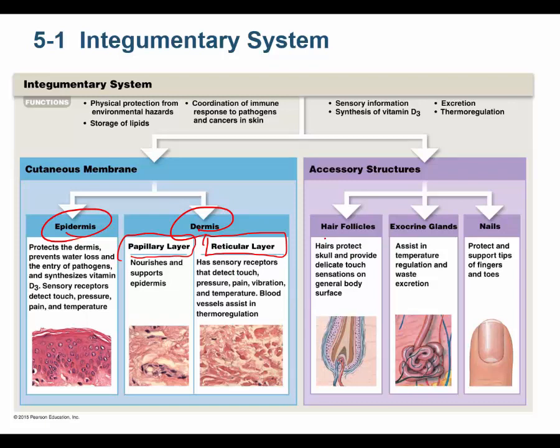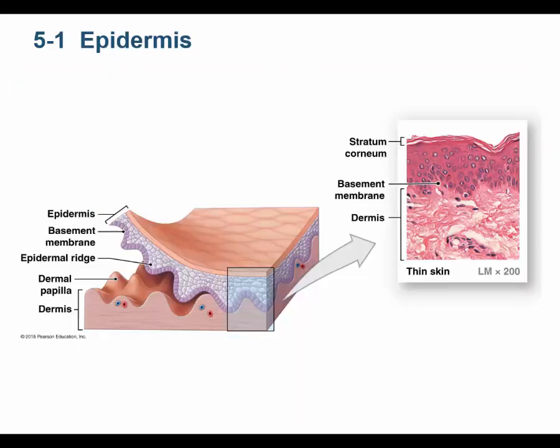And then the accessory structures are other structures found in the skin, like hair follicles and sweat glands and ceruminous glands and sebaceous glands, etc. So we'll talk about the cutaneous membrane and the accessory structures in detail.